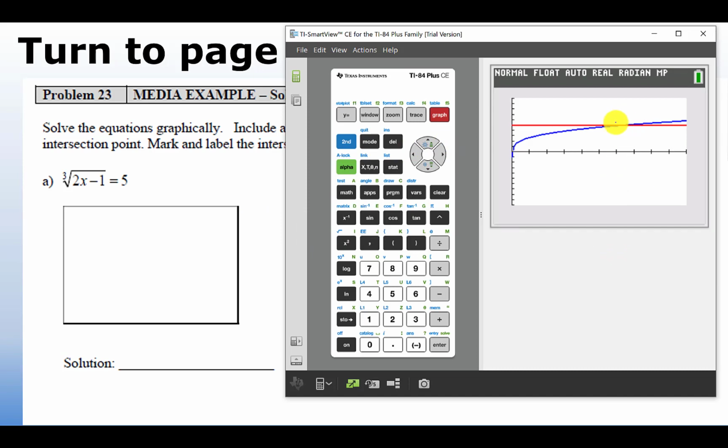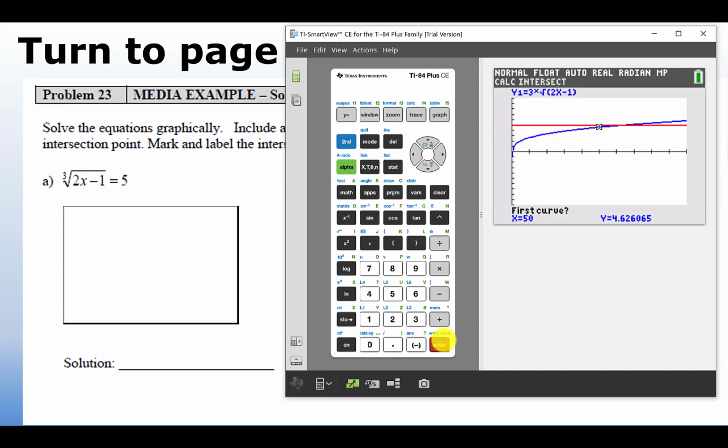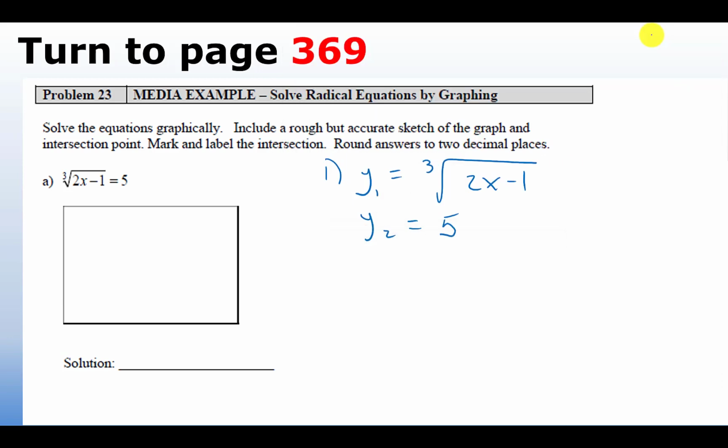All right, clearly it crosses. We have a good intersection point. So we can go second calc, go down to number 5, do the first curve, second curve, and guess. And there I've got a solid intersection point at 63.5. Okay, now I have to remember that we went from 0 to 100, and we went negative 10 to 10. So when I graph it and 63.5, let's sketch that. That's your second step. Let's come over here and sketch it.